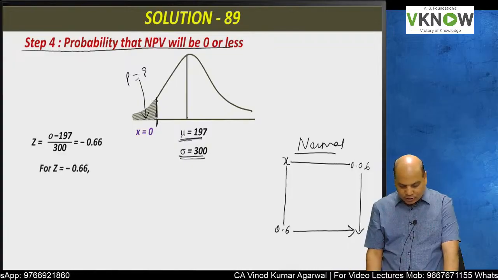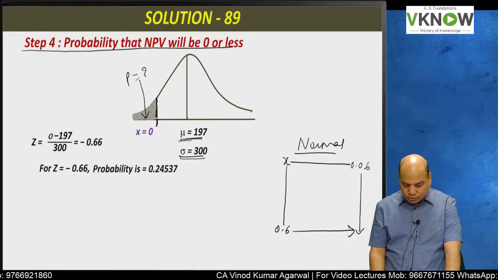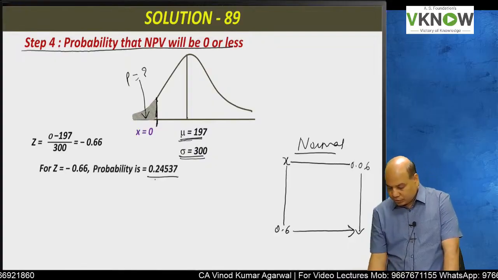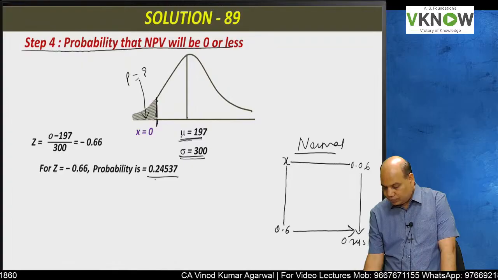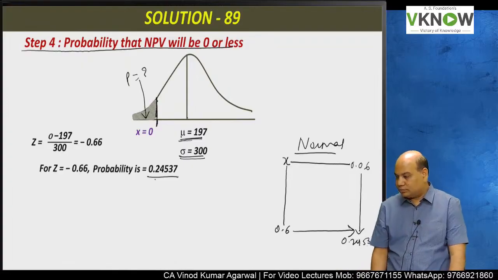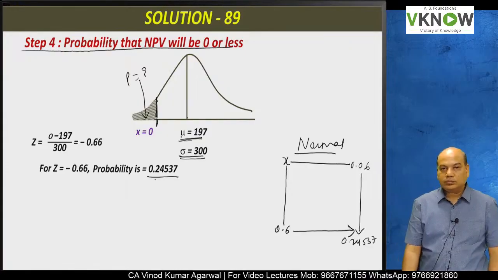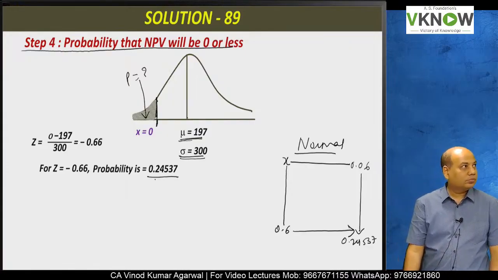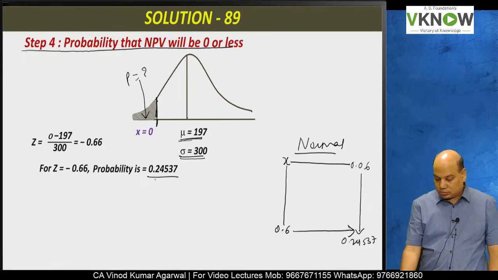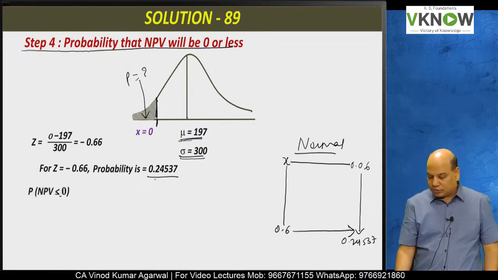Are you getting 0.24537? You will find 0.24537 written there. Right. But that is not the answer.